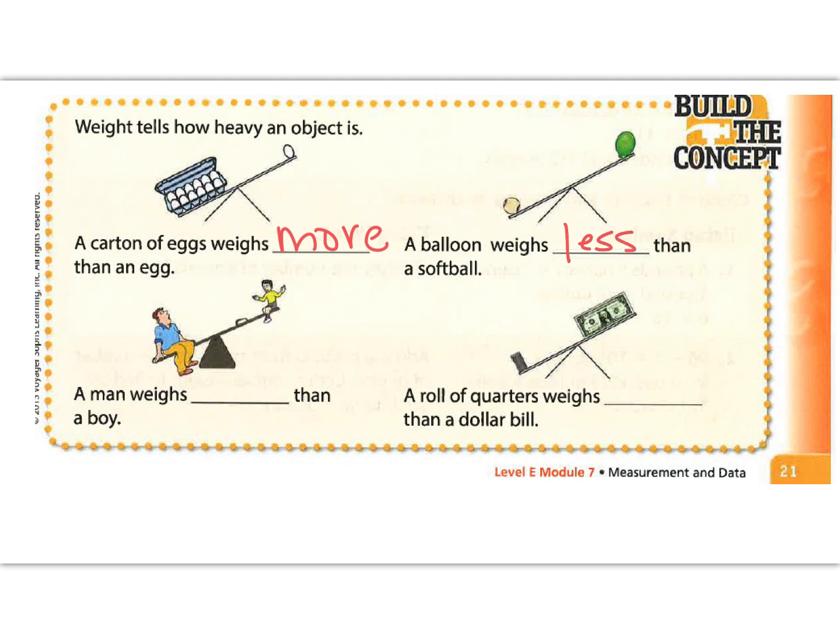A man weighs more than a boy. We can see he has more weight than the boy does. And over here it says a roll of quarters. So if you have a stack of quarters, that weighs more than a dollar bill.